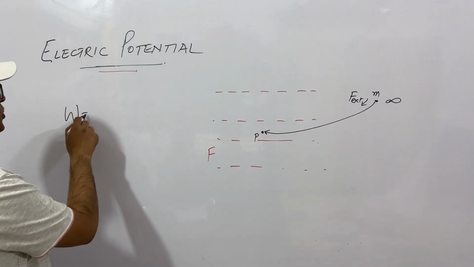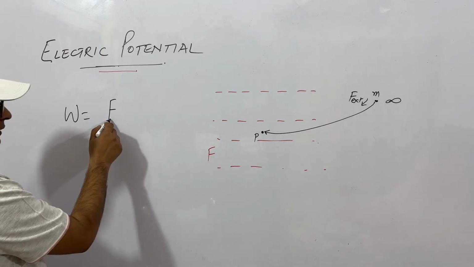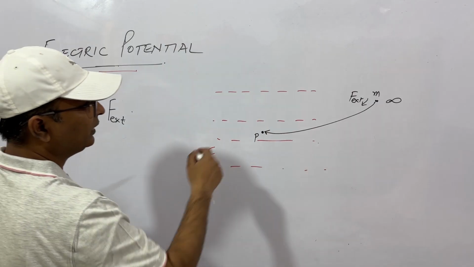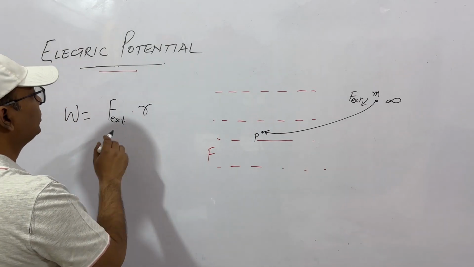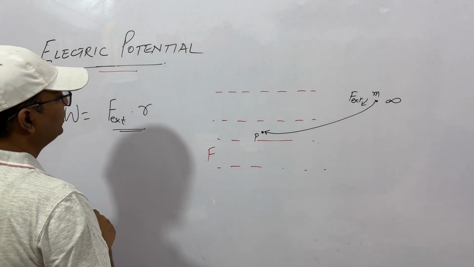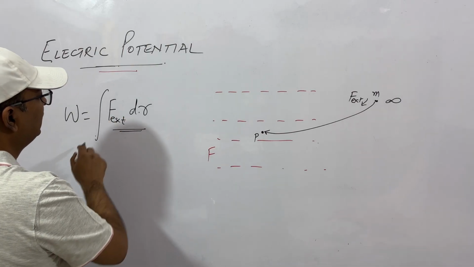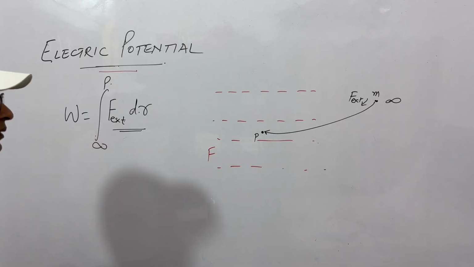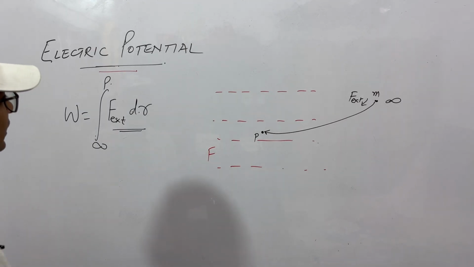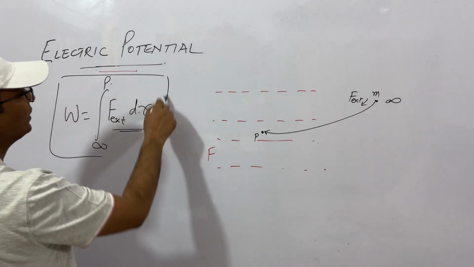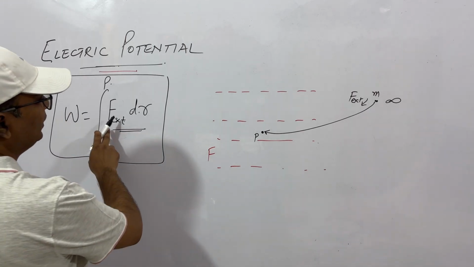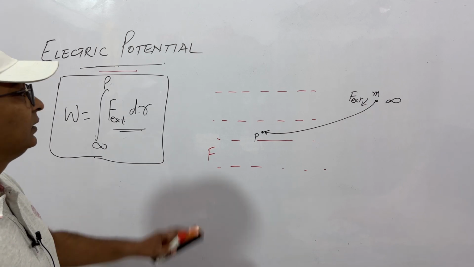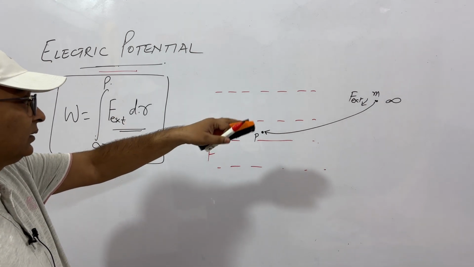And work done, we know work done is what? It is F external into distance. If this be r, then this. Or what we do is we take a small distance and integrate it from infinity to this point P. This is our better approach. F into dr, and then we integrate it from this to this, and it is independent of the path.